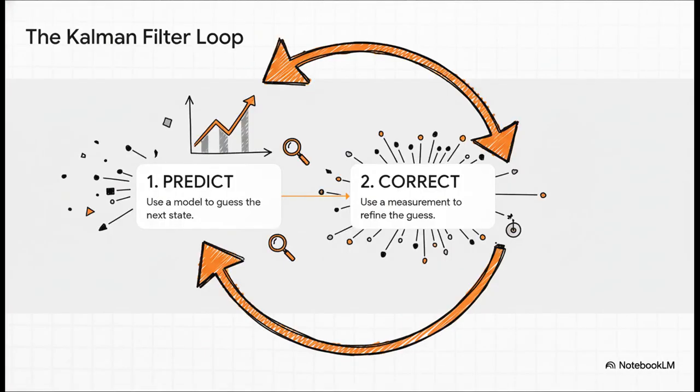And the whole process is just this simple, beautiful loop. First, it makes a prediction. Then, it gets new data and makes a correction. Predict, then correct, over and over and over again. And with every single loop, the filter's estimate gets sharper and more accurate.